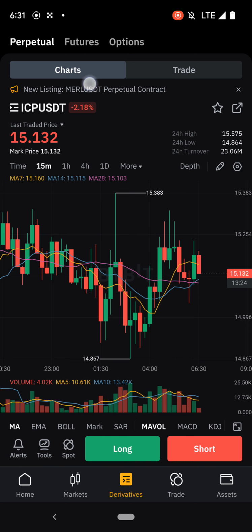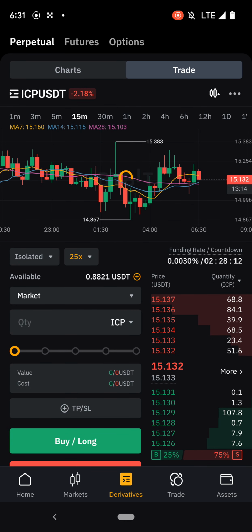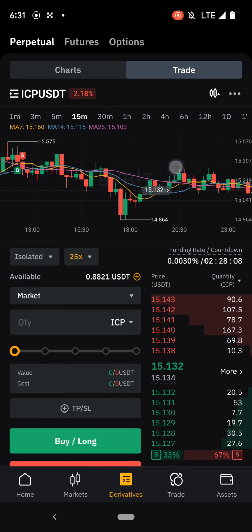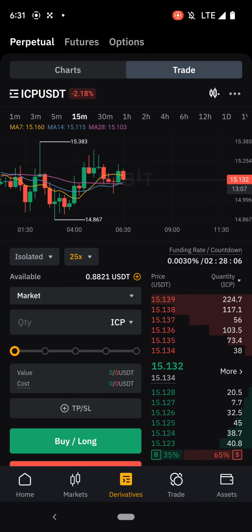Now, the first thing you are going to see here is chart. After chart, you are going to see trade. So you simply go on trade. This is where you are supposed to go. Click on trade, and it is going to show you a small chart tool displaying here. You see how that particular pair is doing.